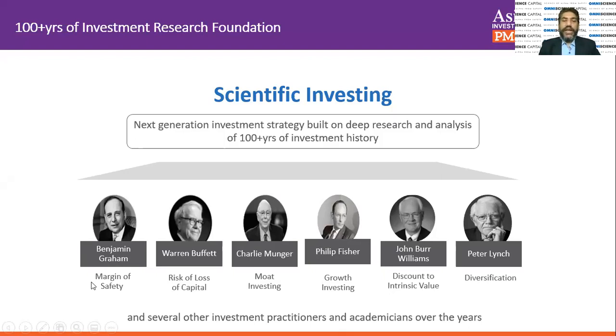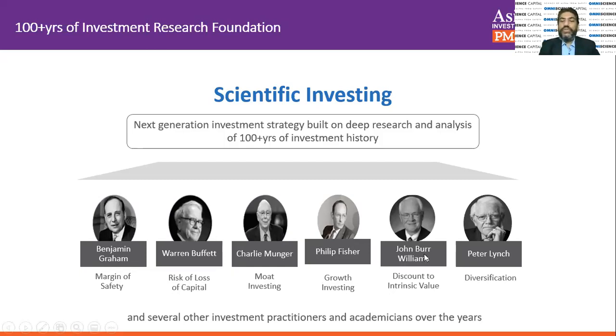From Benjamin Graham, the most important thing is to have a margin of safety. From Warren Buffett, risk is loss of capital. Okay, that is what risk is, not volatility, not beta, not any of the other things. Charlie Munger: what you need to learn is moat investing rather than the concentrated portfolio. Okay. Phil Fisher, definitely you need to learn growth investing from him.